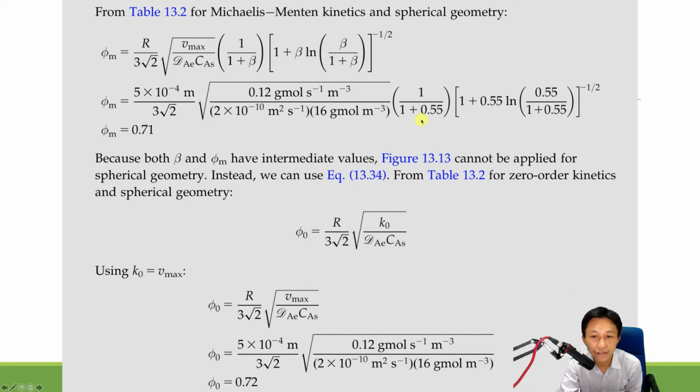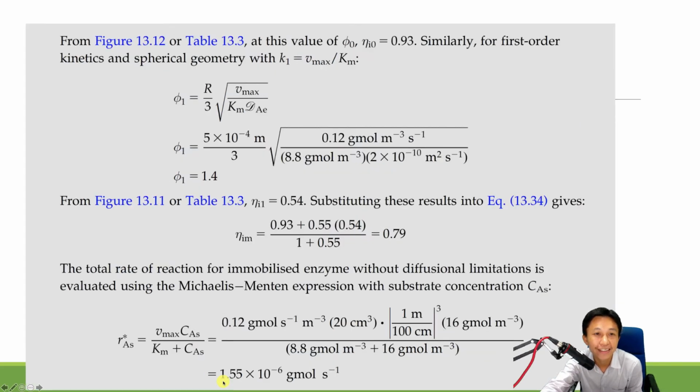And then you have a figure of this one, and then we use the equation. It's really complicated. After that you have phi 0, 0.72. And then we have phi 1, 1.4. And then you need to refer to the textbook here as well.